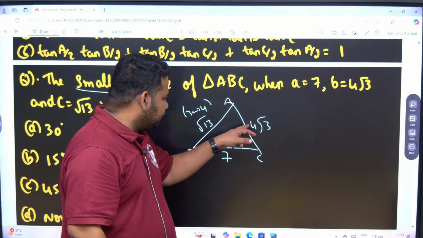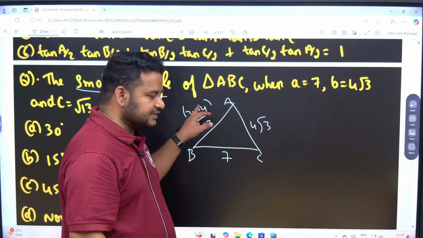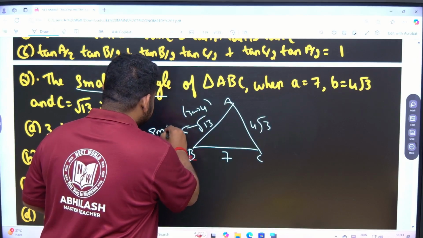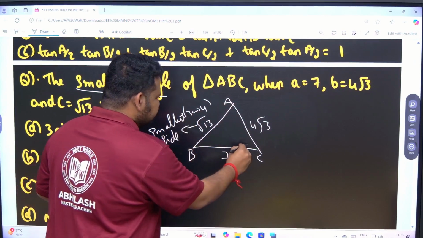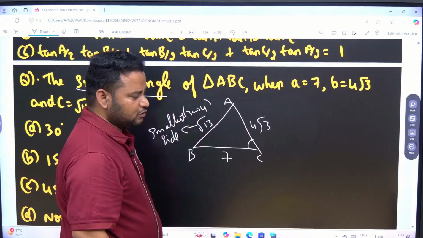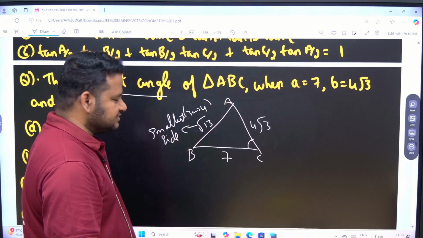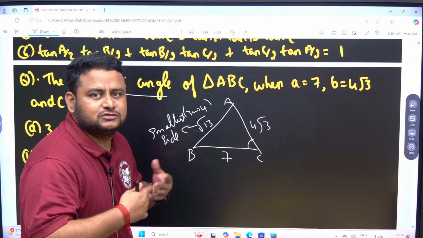Definitely 4 root 3 is greater than 4 and 7 is greater than 4. Then this is the smallest side, correct na? And this is the smallest angle. Then angle C will be the smallest angle. So we have to find out the smallest angle, that is angle C. To find C, let us find cos C. Let us use the cos C formula.